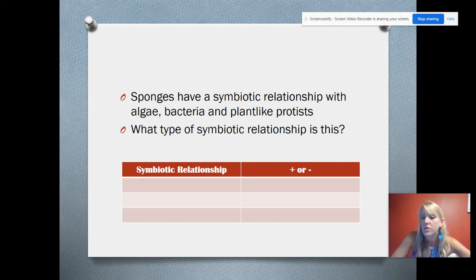If it's a plant-like protist, it's probably giving off oxygen, and a sponge gives off carbon dioxide. So then they're both getting that from each other. So that would be a mutualistic relationship. Coral does that too.